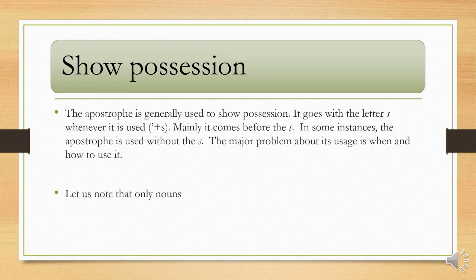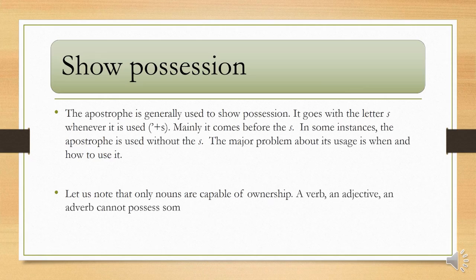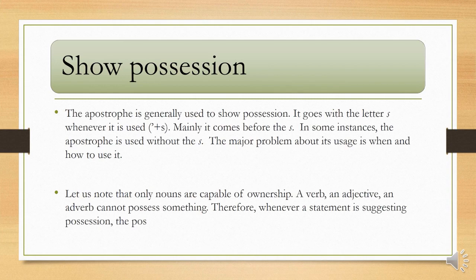Let us note that only nouns are capable of ownership. A verb, an adjective, an adverb cannot possess something. Therefore, whenever a statement is suggesting possession, the possessor must be a noun. And of course, pronouns too, since nouns and pronouns are basically belonging to the same structure.